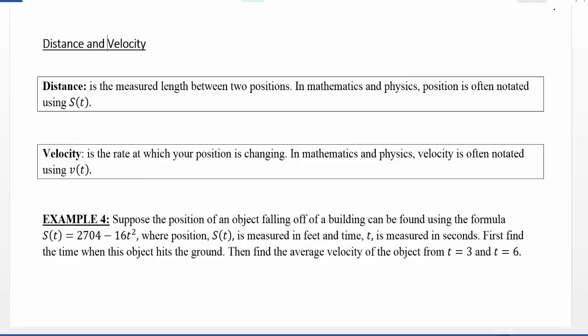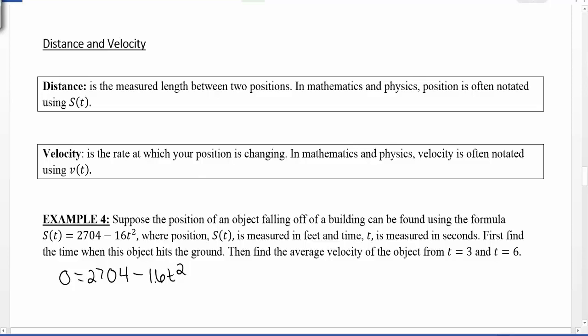The first thing we want to try to calculate is when this object hits the ground. When the object hits the ground, the position of the object will be 0 because it will no longer have anywhere to go. So if position equals 0, we can take our function and set it equal to 0 to find the time when this object hits the ground.